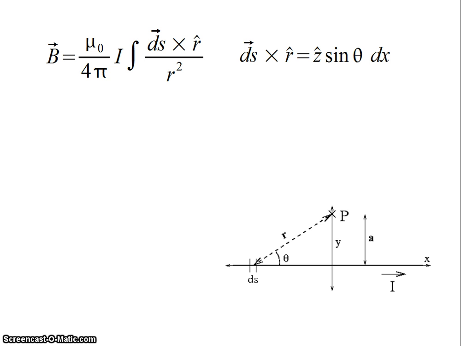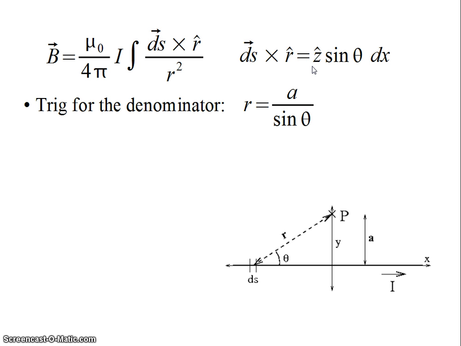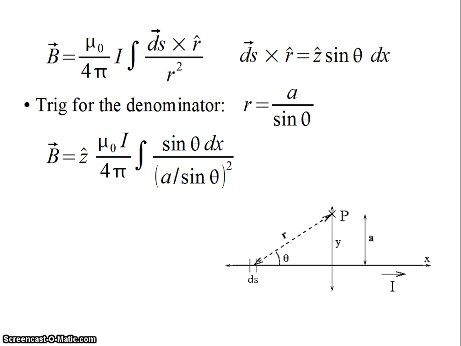So I copy over the formula again. I've put what I know so far, that numerator. The denominator, well, r is a over sine theta. Okay. That's simple trigonometry from looking at the figure. That means I've got a sine theta in the numerator, and in the denominator, I've got an a over sine theta squared. Well, 1 over sine squared theta. That's tricky. Sine theta dx.